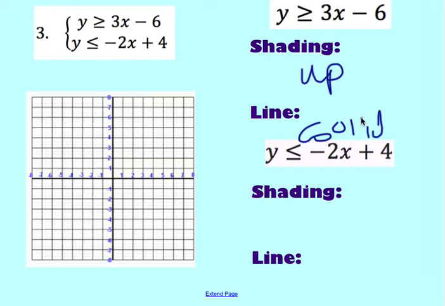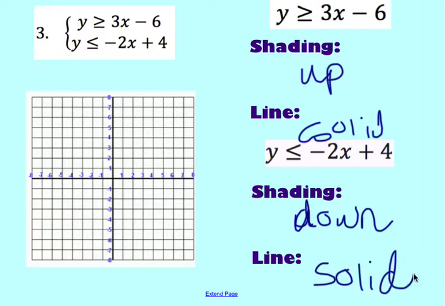Okay? Then, taking a look at the shading on the second one, I notice that the alligator's facing away from the y, so I'm going to be shading down. Then I notice that there's a line underneath the inequality, so I know I'm going to have a solid line.